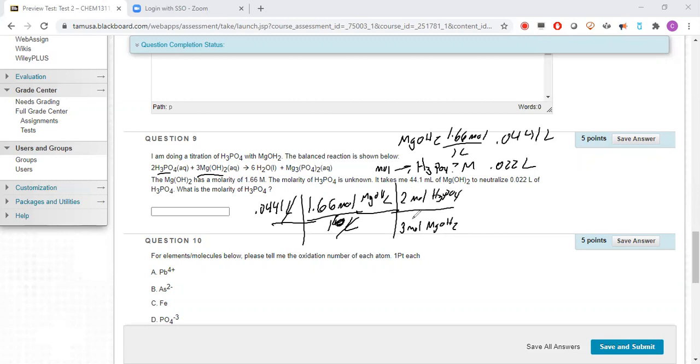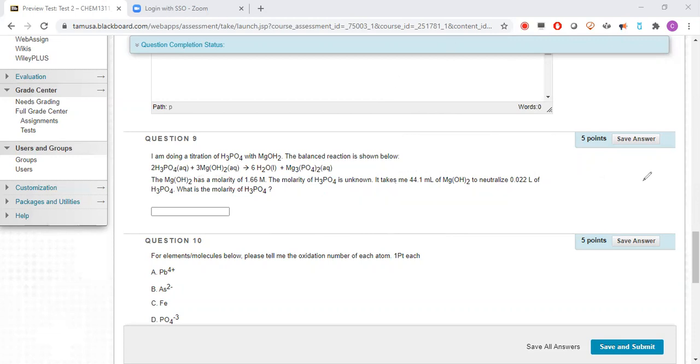All right, so if I do that, I'll get how many moles of H3PO4 I had in my solution. Divided by my volume of H3PO4, I'll get a molarity of H3PO4, right? So that's how we solve that.